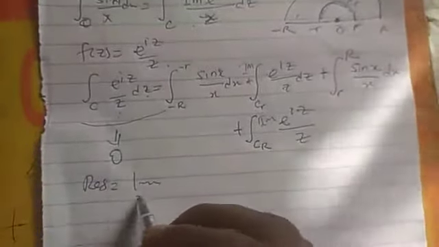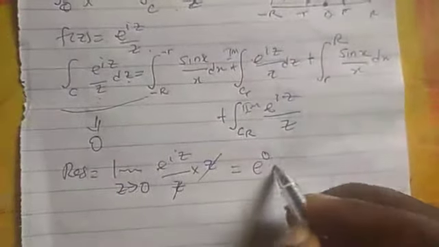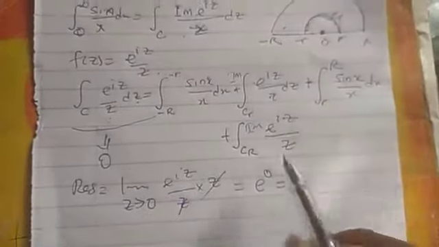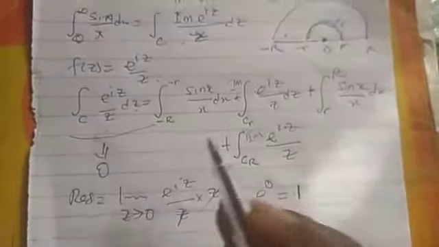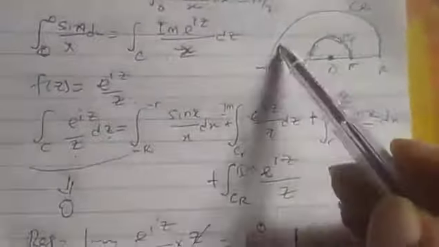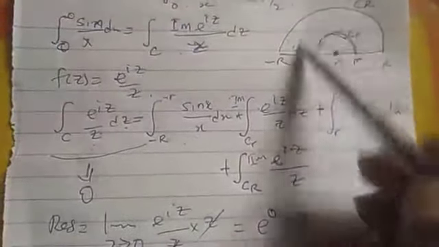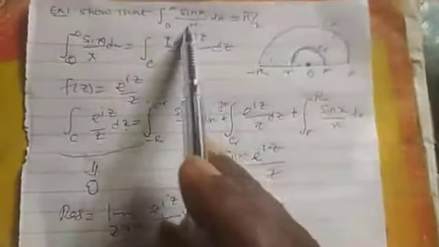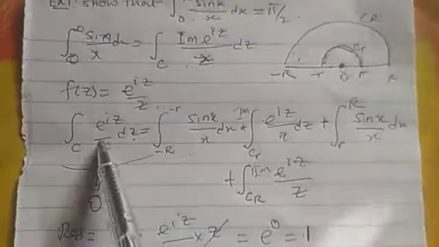The residue at z equal to 0 becomes the limit as z tends to 0 of exponential iz over z times z. So this cancels this. This is exponential 0, and that is 1. We are coming there. Now let us come back to this place. The first integral is 0. Why is it 0? Because z equal to 0 does not lie in this region. So by Cauchy integral theorem, this function does not have any singular point there, so the integration with respect to z will be equal to 0.